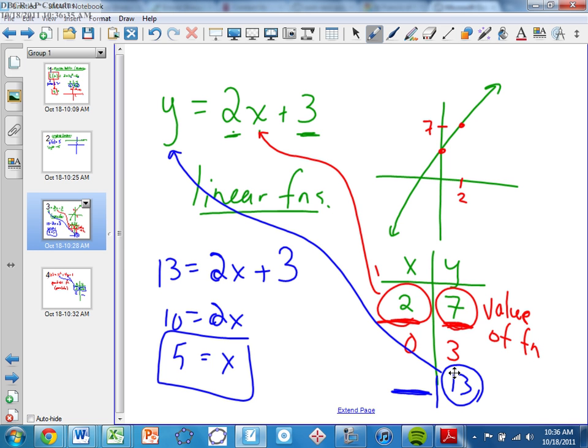So what does that tell us about our answer? The location is 5 when the height is 13. So you can work in either direction. Okay?